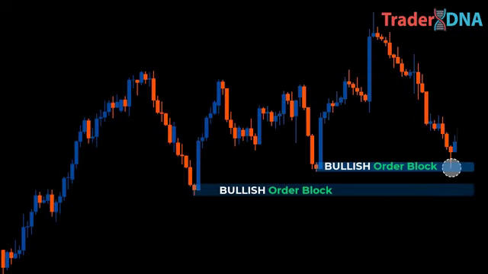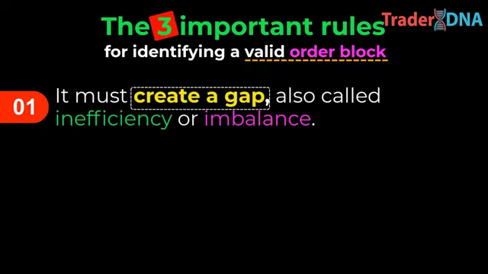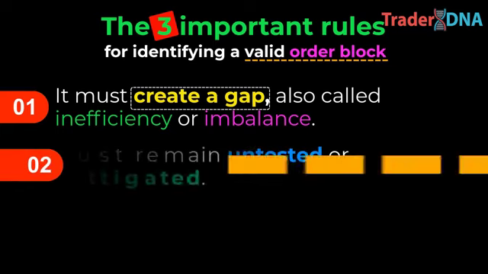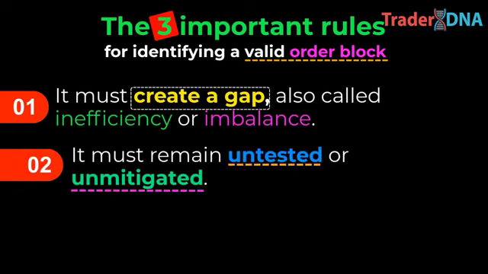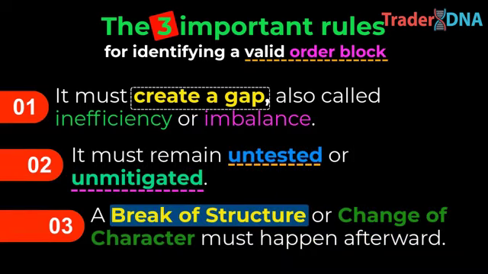To recap, the 3 rules to identify a valid order block are: 1. It must create a gap, also called inefficiency or imbalance. 2. It must remain untested or unmitigated. 3. A break of structure or change of character must happen afterward.